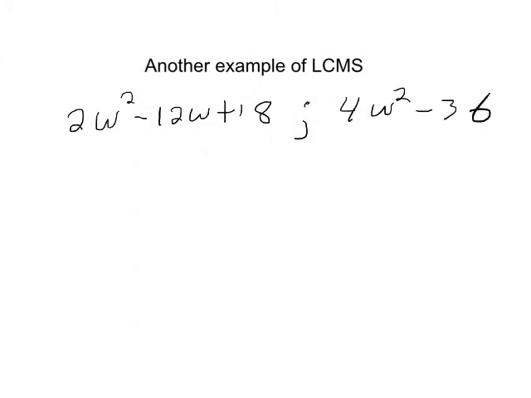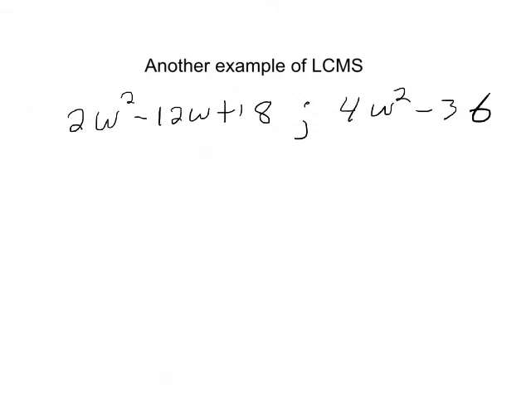Let's look at another example of finding the least common multiple. This time I'm going to give you 2 polynomials. The first one is 2w to the second power minus 12w plus 18. And the second one is going to be 4w to the second minus 36. I want you to pause the video for a moment, and I want you to see if you, using the first example, can find the least common multiple of these 2 polynomials.